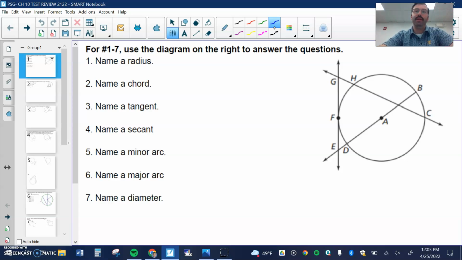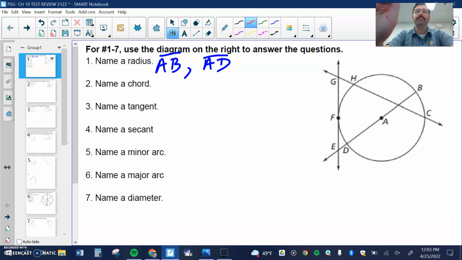First of all, name a radius. There's two different radii here. There's two. Remember, a radius starts at the center of your circle and goes to a point on the circle. So AB is a radius, and so is AD.